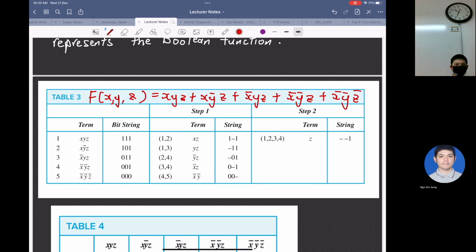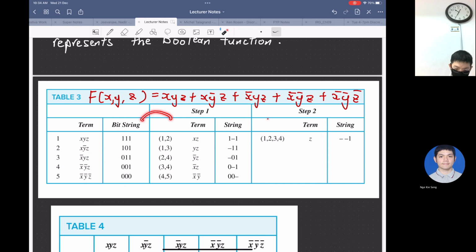So first thing to do is you turn the min terms into bit strings. If it is xyz, we put 1, 1, 1. x y bar z, we put 1, 0, 1. And then x bar y z, we put 0, 1, 1. So if you got a bar, we put 0. If no bar, we put 1. So the game is like this.